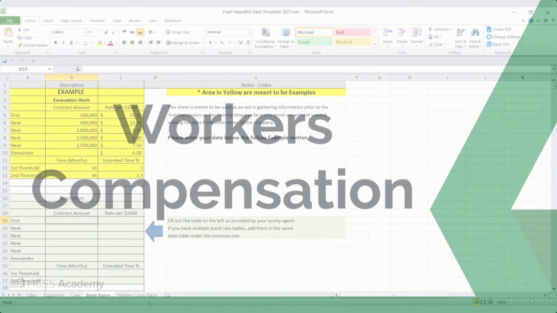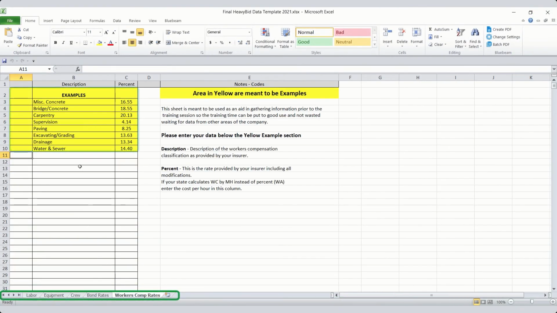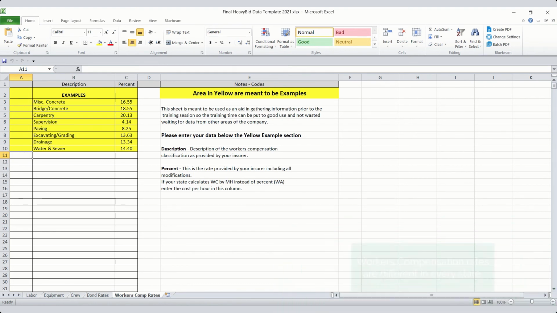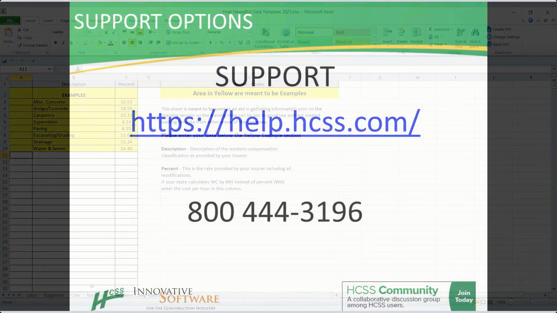Finally, we have a tab here for workers' compensation rates. Every state is different on the amount that they charge for various workers' comp types of activity. So you'll probably get this either from your accounting department, or possibly if you have a payroll service like an ADP or something, they could probably supply this also. So those are the data templates.